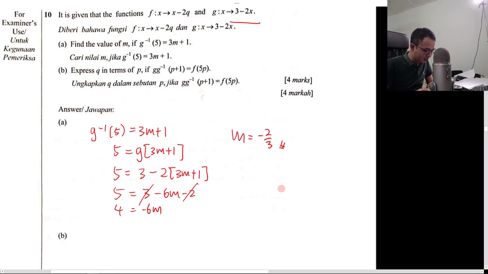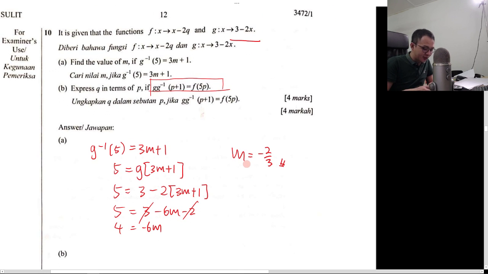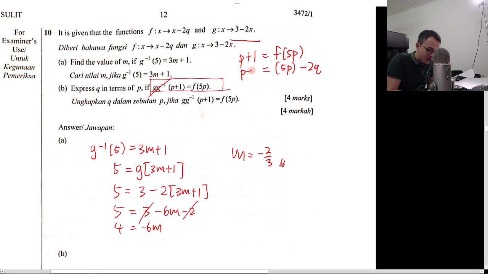Alright, so then I go to the second equation here. Express q in terms of p. When I see g and g inverse together, I actually quite happy, because we know g and g inverse basically we can simplify it. You can just ignore it. So p plus 1 equals f(5p). I have an f(x) here, it's x minus 2q. Okay, f(5p), that means my x will change to 5p. 5p minus 2q equals p plus 1. This one I want to make q the subject.